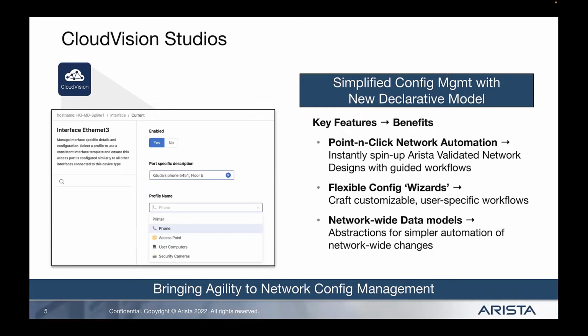Having these network-wide data models itself, I think, brings in a new level of abstraction. So you don't have to worry about what files do I manage, which file is on which device. It simplifies all of that for the end user, and makes automation that much easier.